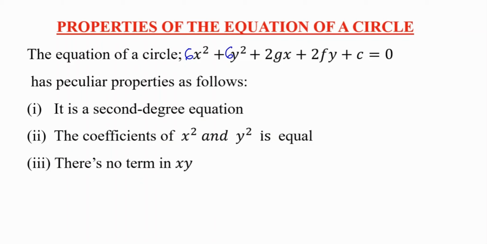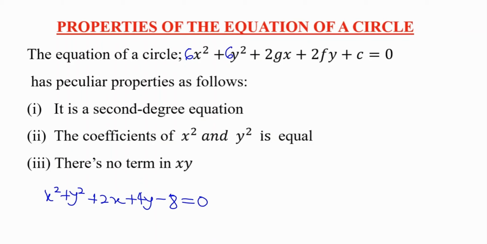When you look at the equation of a circle, there's no term like xy here. It is just 2gx and 2fy. So practically, if we have an equation of this form, x squared plus y squared plus 2x plus 4y minus 8 is equal to 0, then we can say that this is an equation of a circle. Now let's follow the three properties and see.